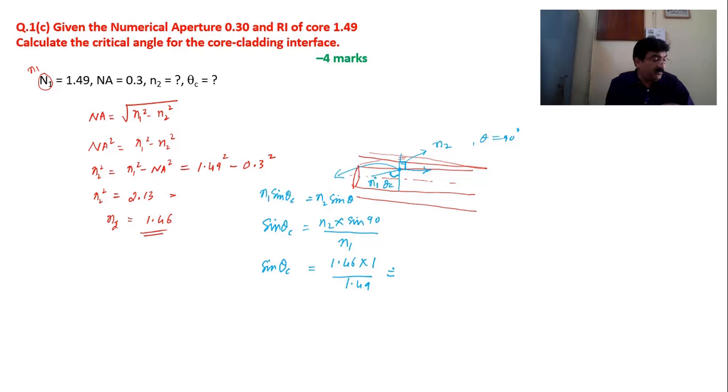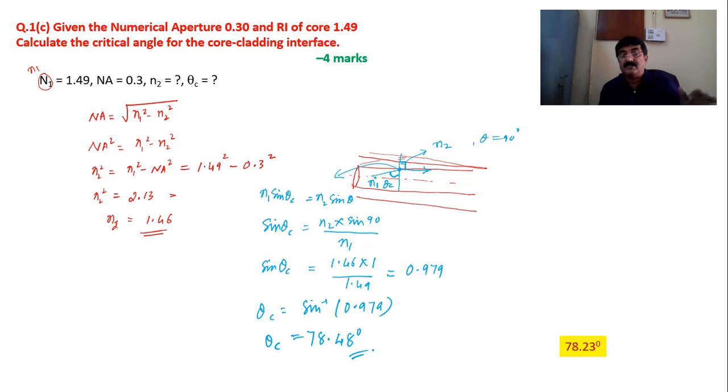That is 1.46 divided by 1.49, 0.979. I want theta c, that is sin inverse of 0.979. So sin inverse of this is 78.48 degrees. So the critical angle is 78.48 degrees. Well, here is the answer. Well, 78.23, I just considered all the possible decimals. I got 78.48 degrees. So this is the answer for this question.